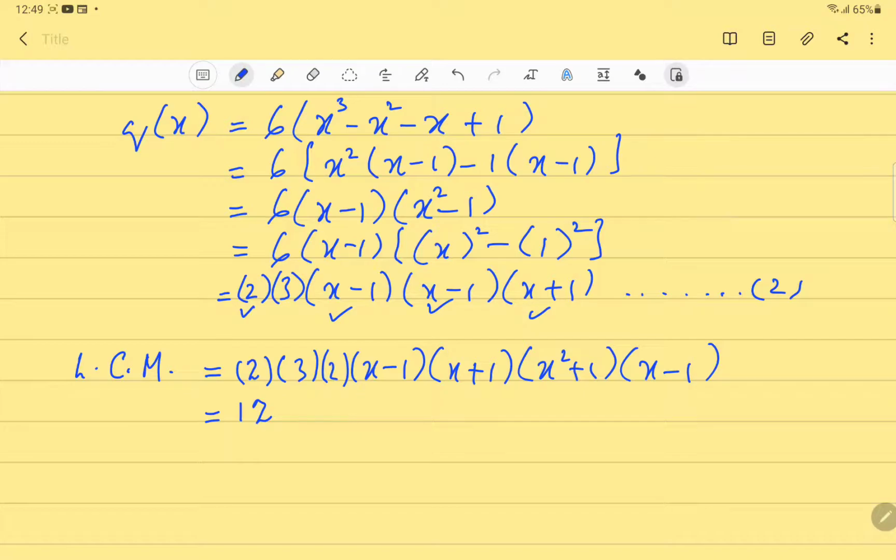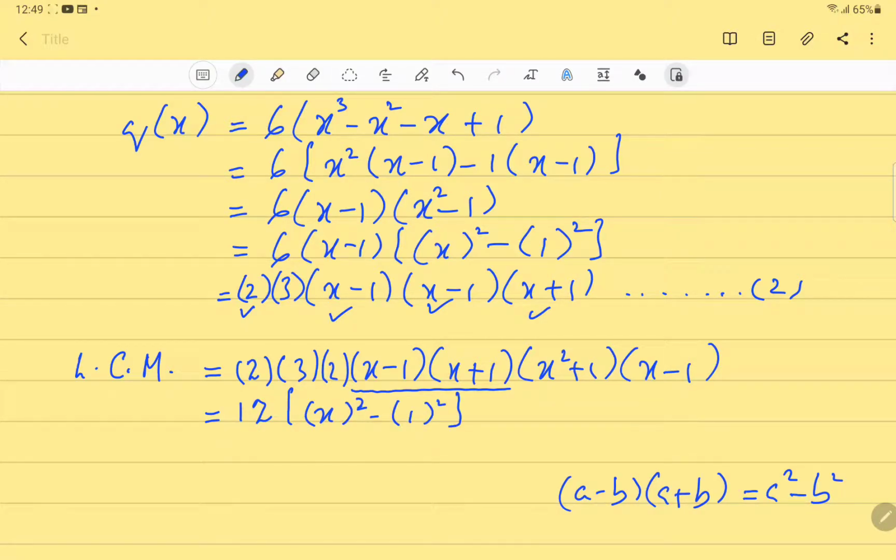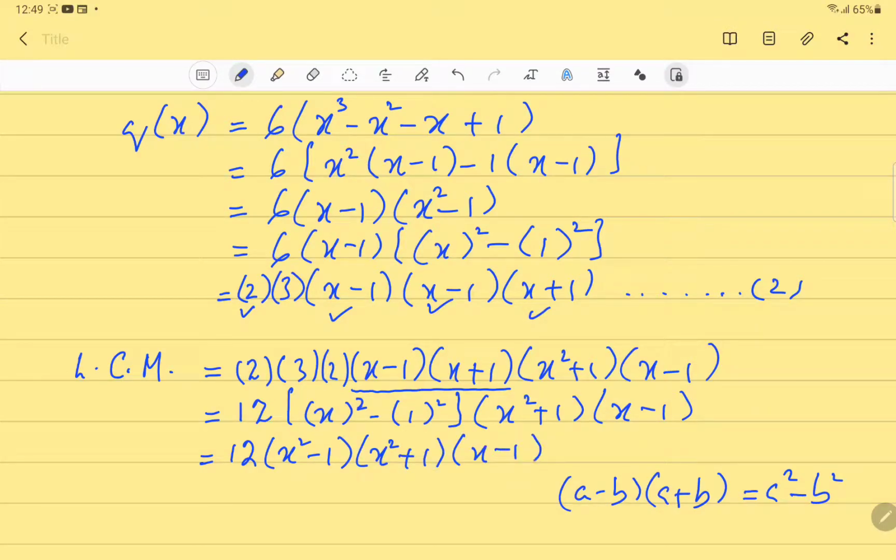Then these two factors are of this formula shape, like a minus b into a plus b is equal to a squared minus b squared. So we will apply it here. x squared minus 1 squared. So 12 into x squared minus 1, and here x squared plus 1, and then x minus 1.